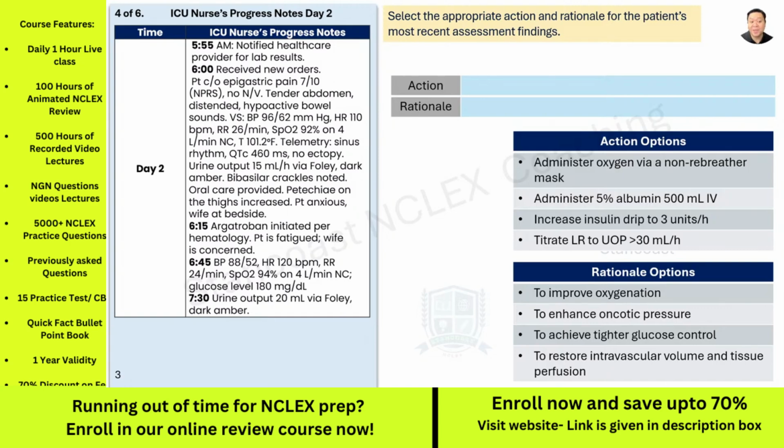Now, what would be the correct answer here? The answer is to titrate lactated ringers to urinary output greater than 30 mL per hour. And the rationale for this is to restore intravascular volume and tissue perfusion. This is the right move because the patient is still showing signs of hypotension and poor kidney perfusion. Their urine output is very low and their creatinine is also increasing. These are classic signs of early acute kidney injury.